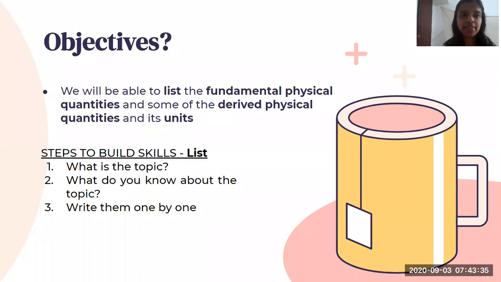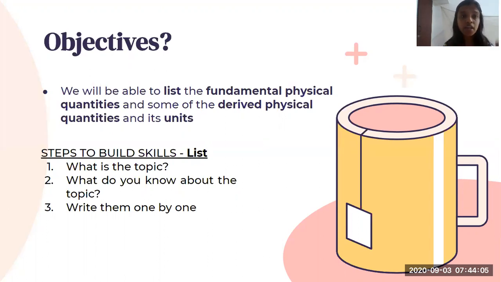What do you mean by list? List is a skill. How do you list some items? So how we are going to do is, first of all, you will think what is the topic. When you see the word list, first the thing that will come to your mind is what is the topic. So once you have the topic, then what you're going to do is what do you know about the topic? And the topic பத்தி உனக்கு என்னென்ன தெரியும். Then what you're going to do is write it one by one.